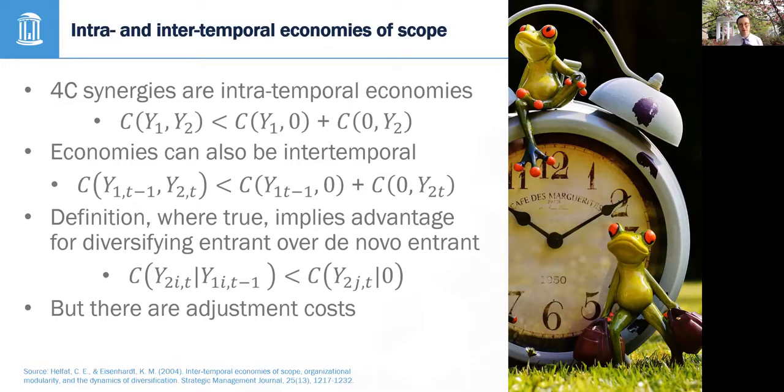Definitionally, when there are intertemporal economies of scope, when that definition is true, then it implies an advantage over diversifying entrants, over de novo entrants or entrepreneurs. So when you see a new industry and a lot of big companies from other industries are doing well in that, that implies this intertemporal economies of scope.